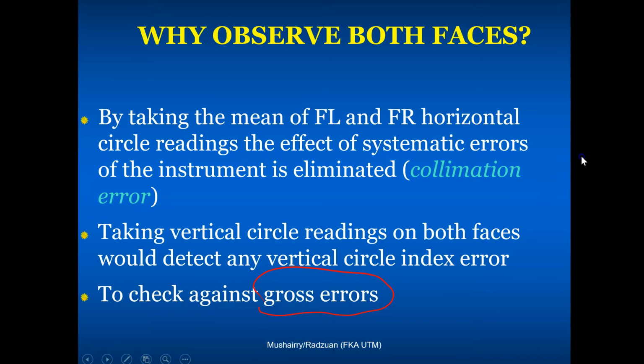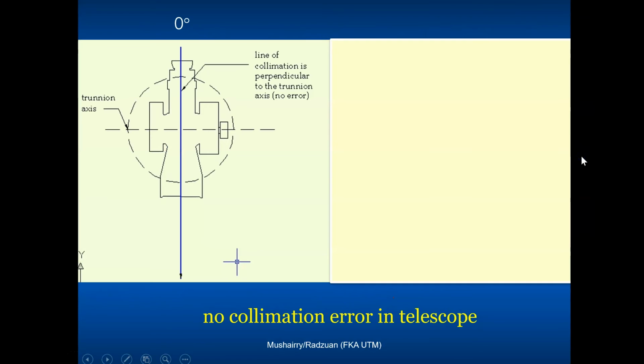As I said just now, let's look at what we mean by eliminating collimation error by observing face left and face right. What we have on the screen now is a telescope, the collimation line, the blue line, and this axis here is the trunnion axis, as written there. Obviously, if the equipment is perfect, they will be 90 degrees, exactly perpendicular.